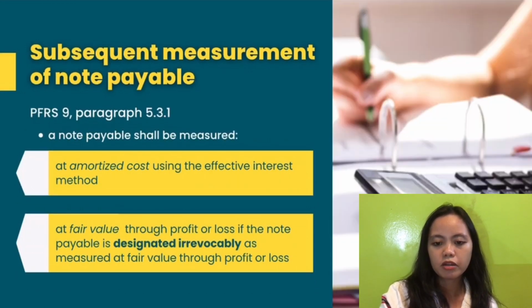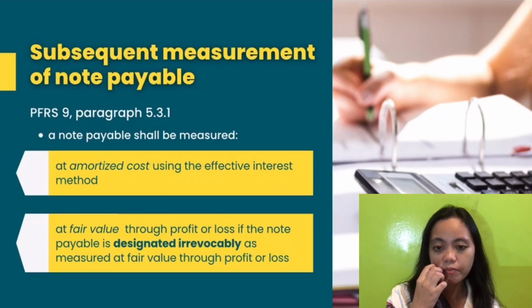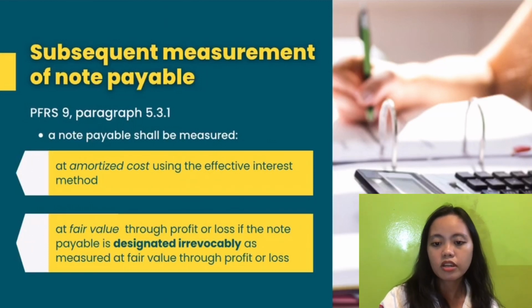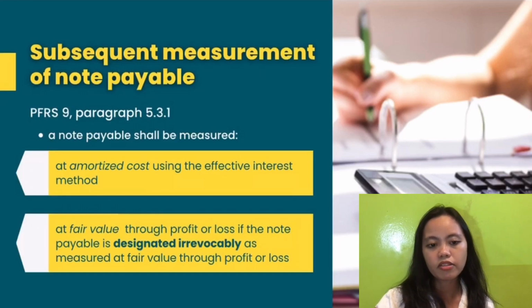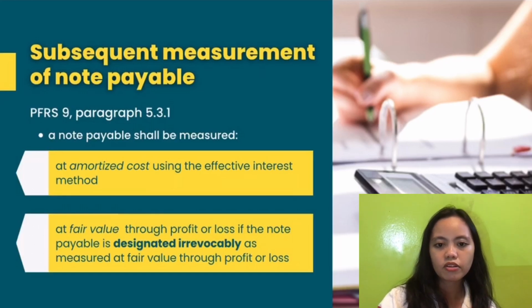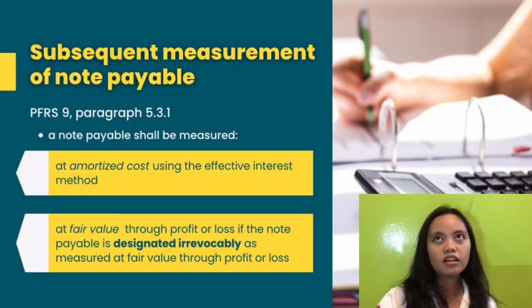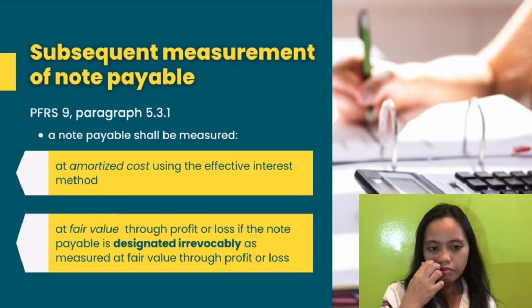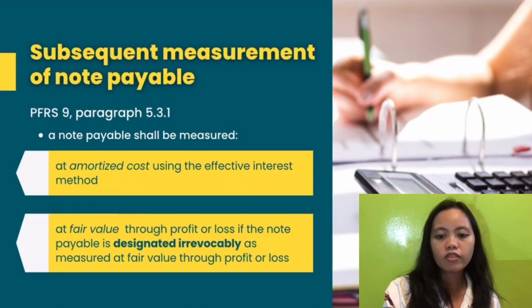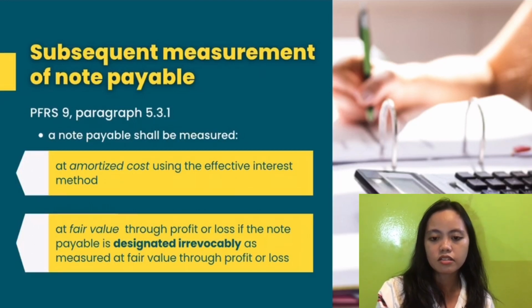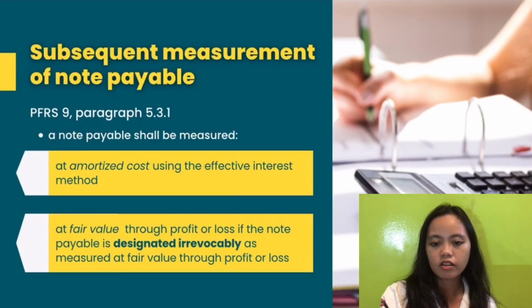Subsequent measurement of note payable. So, PFRS 9, paragraph 5.3.1 provides that after initial recognition, a note payable shall be measured, first, at amortized cost using the effective interest method. I'm assuming that we're all familiar with this method since we have used it in Intact 1 and Intact 2. Next is at fair value through profit or loss if the note payable is designated irrevocably as measured at fair value through profit or loss.